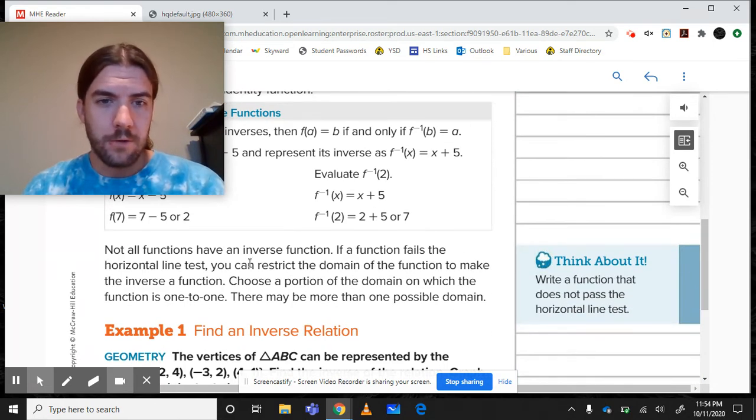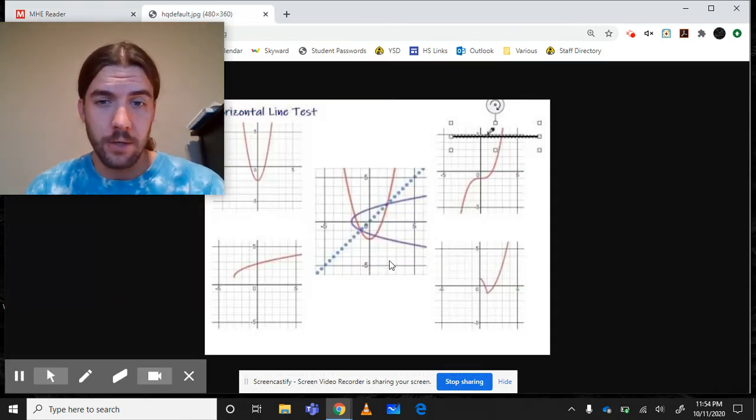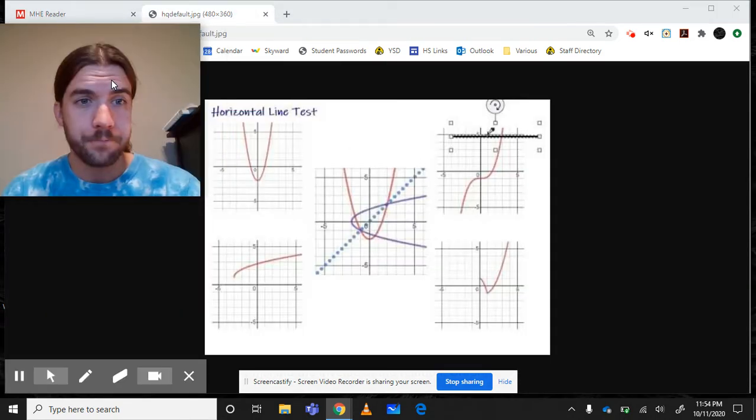Not all functions have an inverse function. If a function fails the horizontal line test, you can restrict the domain of the function to make the inverse a function. Choose a portion of the domain on which the function is 1 to 1. There may be more than one possible domain. Okay, so what that is saying is best illustrated over here in some of these pictures.